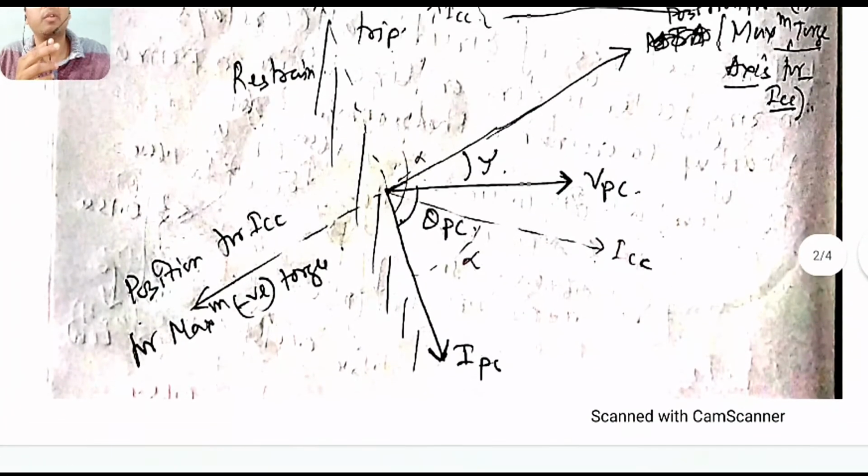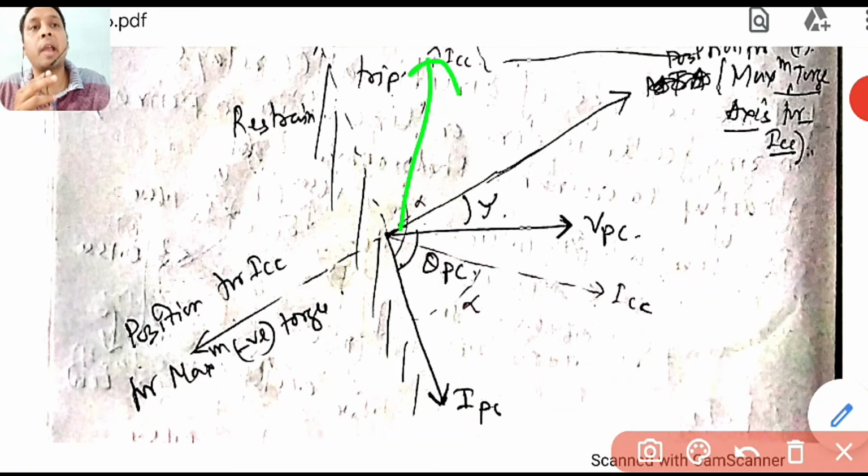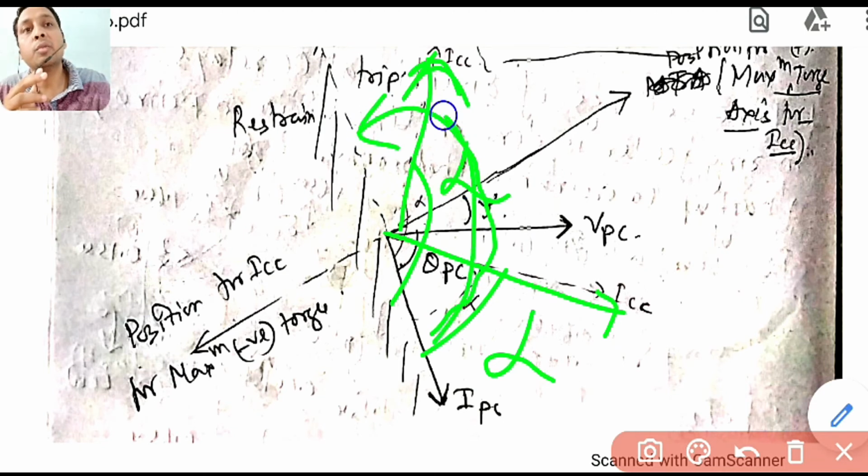Alpha is the angle between, I have given some dot marks for ICC. ICC can be here, ICC can be here. If ICC is here, then this is alpha. If ICC is here, then this is alpha. So sin alpha will be positive as long as it is in the first and second quadrant, that is 0 to 180 degree. So alpha can be from here to here. If it is in between these two, then it is positive torque. So this side will give me positive torque.